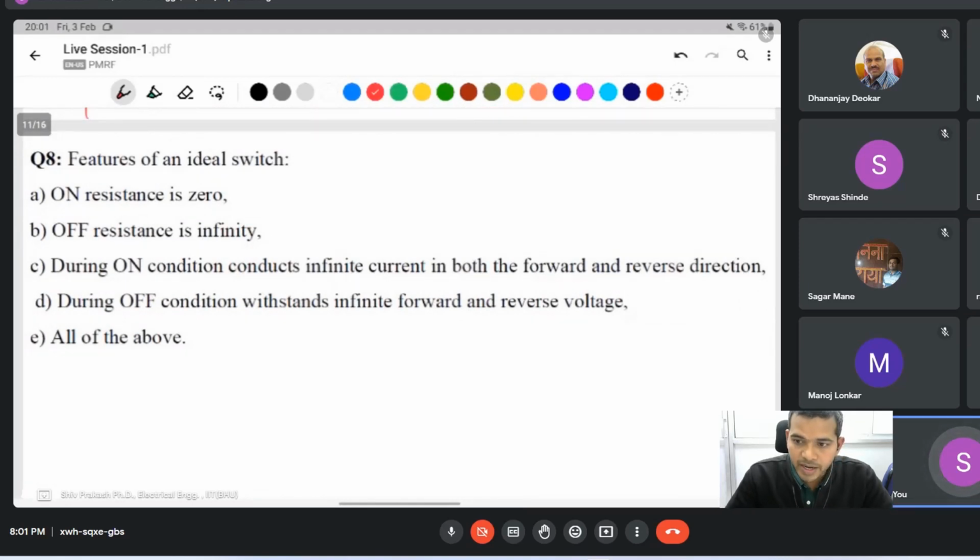Feature of an ideal switch. I think all of you know about ideal switches. No resistance when on, and in reverse bias, infinite resistance.